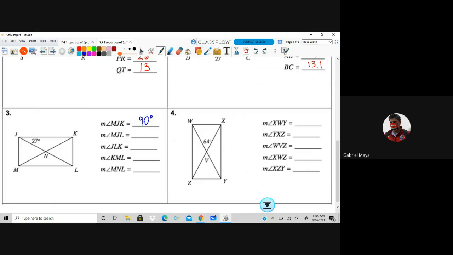Now let's find MJL. MJL is just this one right here. Wouldn't you just subtract 27 from 90 degrees? Very good. Yes, Christopher got it. It's 63. 90 minus 27. 63 degrees. Very good. And Nicole, very good. Yeah, 63.